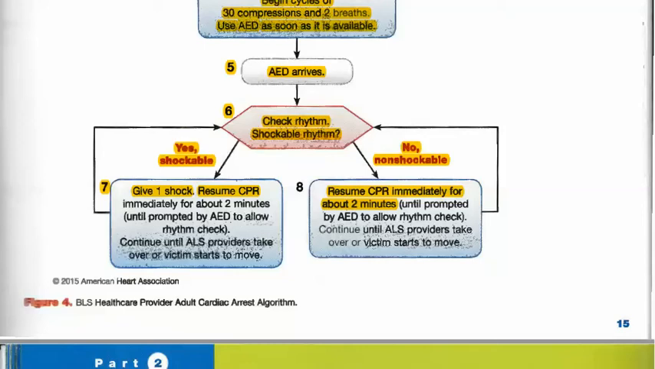Again, you will do CPR. In every cycle you will have 30 compressions and 2 breaths, and you will do 5 cycles in 2 minutes. Once the AED arrives, you will check the rhythm, whether it is shockable or non-shockable, and it will tell you because it is automated. If it's shockable, you will give one shock and resume CPR. If it's not shockable, you will resume CPR immediately. We do not need shocks in a non-shockable rhythm, so just resume CPR until the ALS providers take over or the victim starts to move.